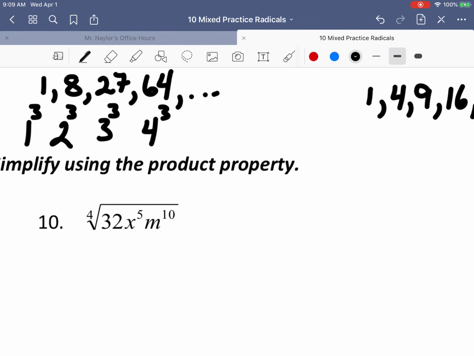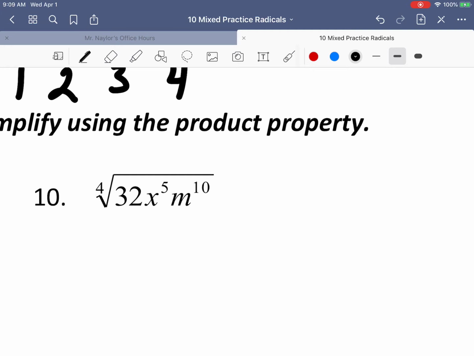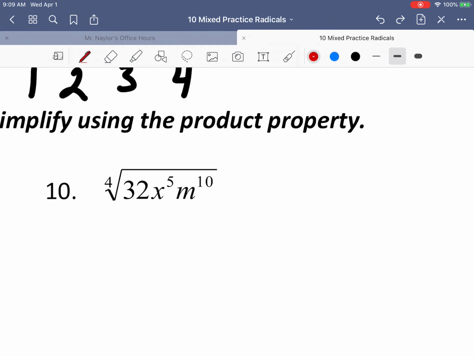How about the product property? It's really the same thing that we've been doing. It's just that you're able to really split this up and think about taking out for each of these items. Now, for 32, it would be advisable to split that into not 8 times 4, okay, not 8, but 16 times 2. Why do I want to use 16?